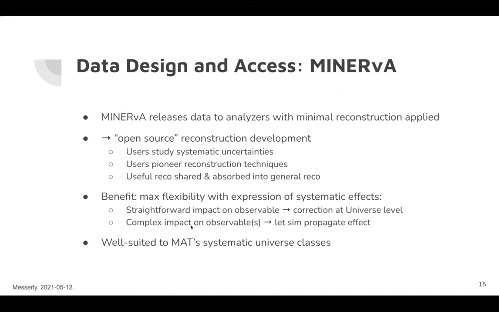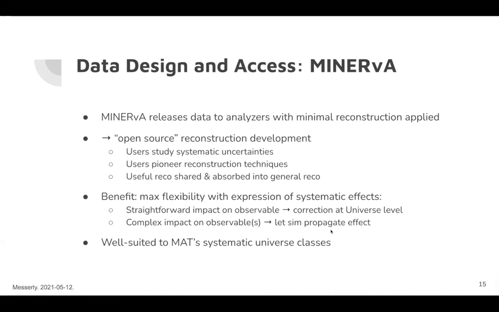But if a systematic has a more complex impact on the observable, then you can let the sim propagate the effect, and then you can add that effect into branches wherever needed, and then users can calculate systematics, or rather the universes will calculate the systematics for you. But this system was very well suited to Matt's systematic universe classes, naturally, given that we built it.